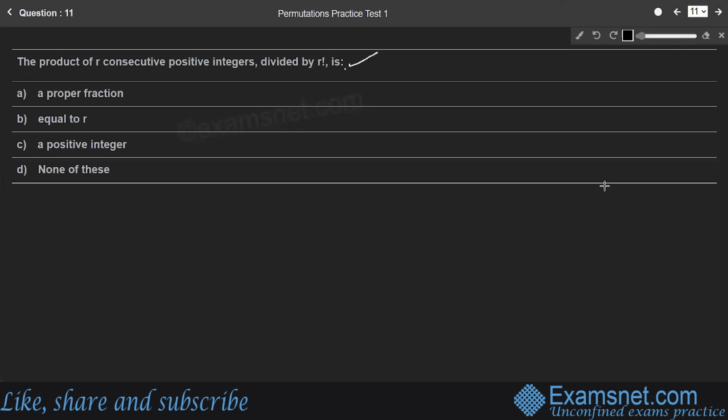Question number 11. The product of r consecutive positive integers divided by factorial r is. Here the options are a proper fraction, equal to r, a positive integer, and none of these.